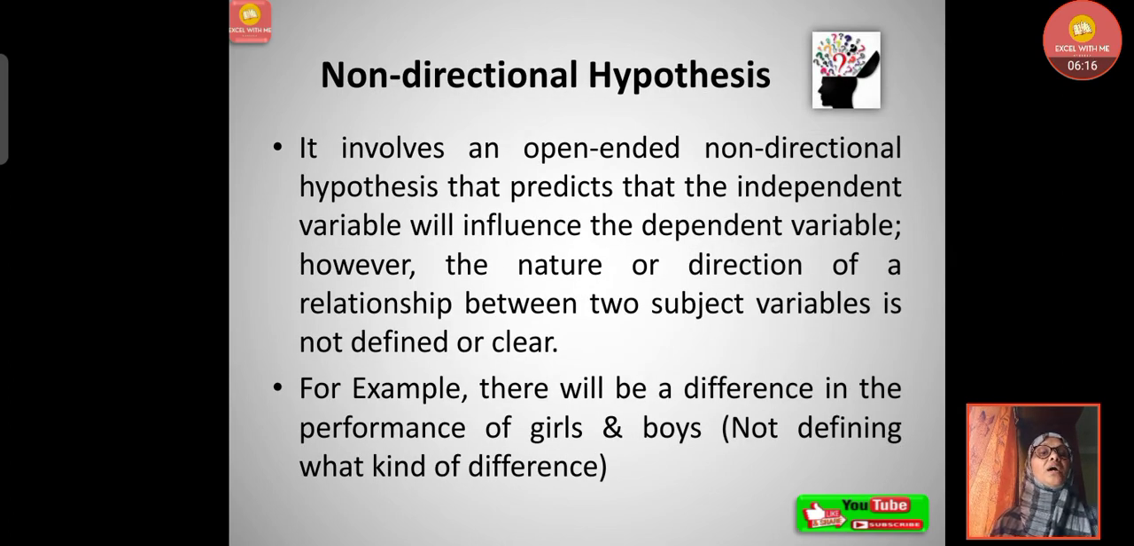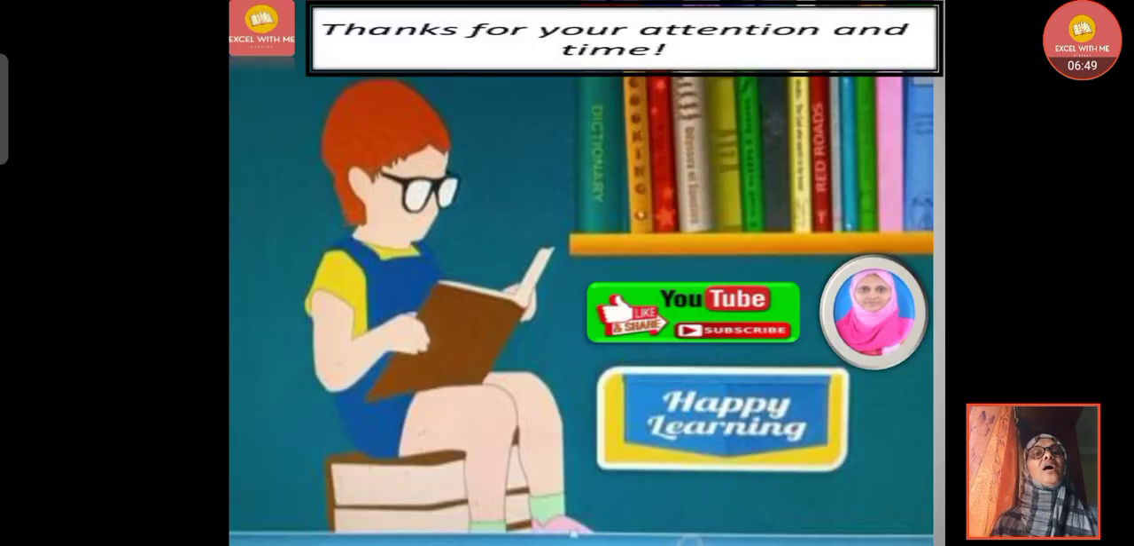Now, the non-directional hypothesis. It involves an open-ended, non-directional hypothesis that predicts that the independent variable will influence the dependent variable. However, the nature or direction of the relationship between the two subject variables is not defined or clear. Let's see the example here: there will be a difference in the performance of girls and boys. That means we are not defining what kind of difference. That is, no direction here. So this is a non-directional hypothesis.